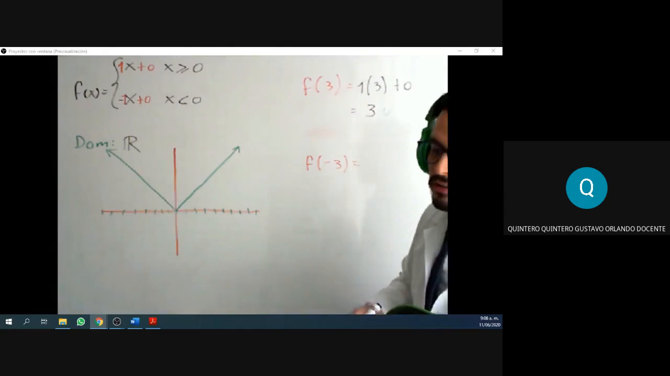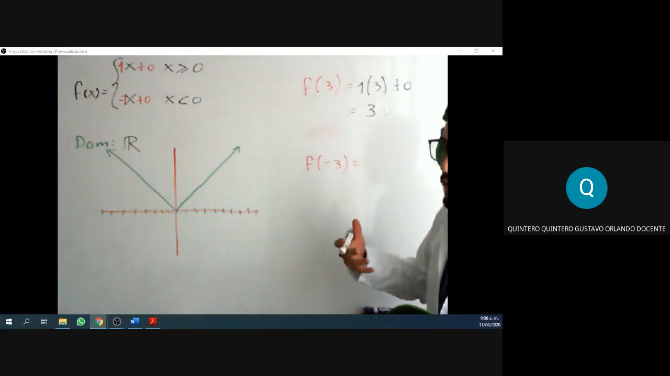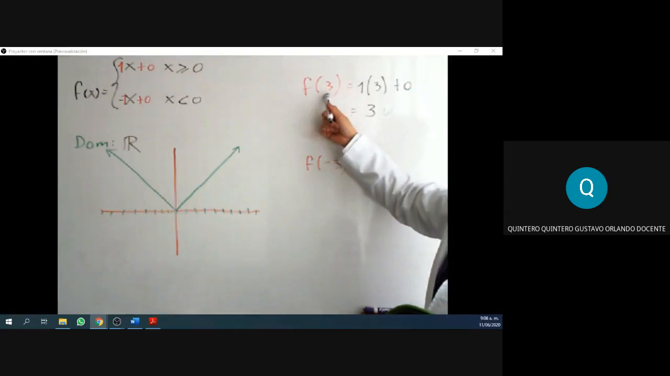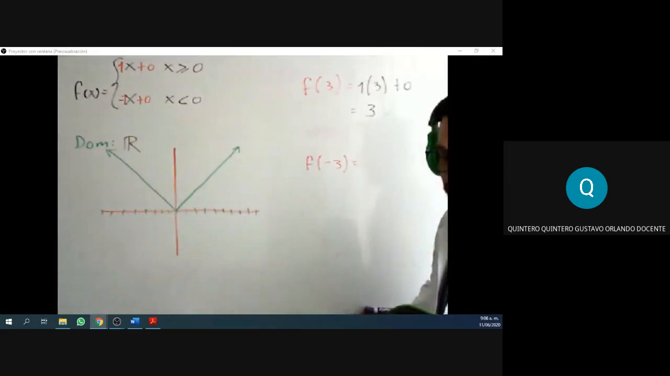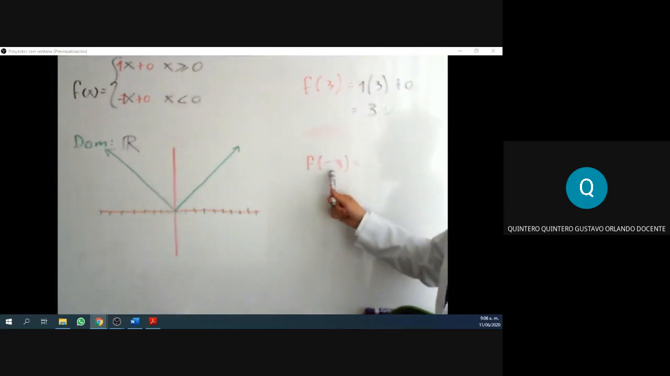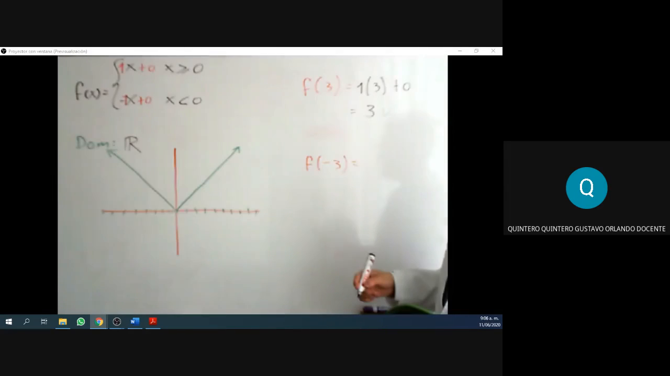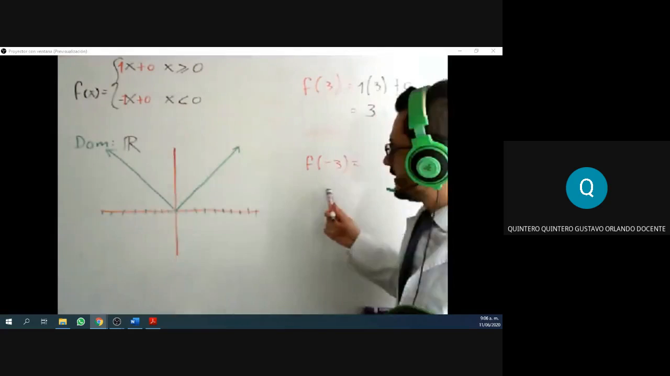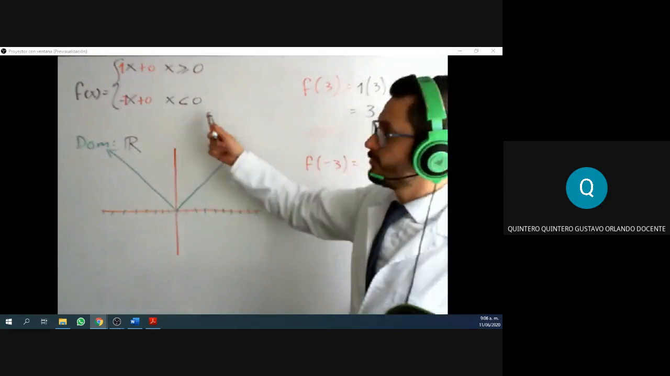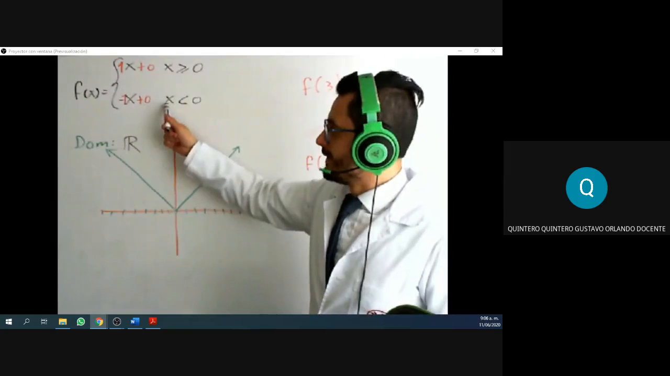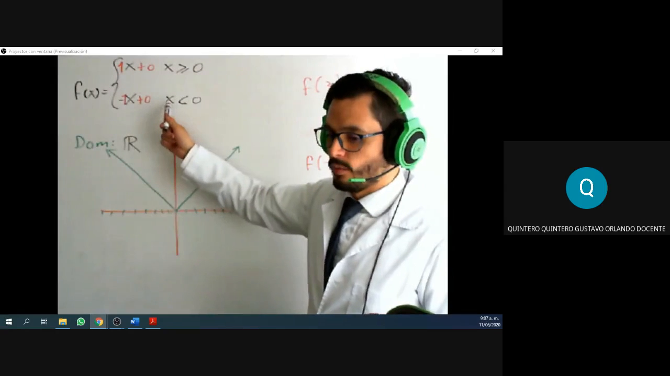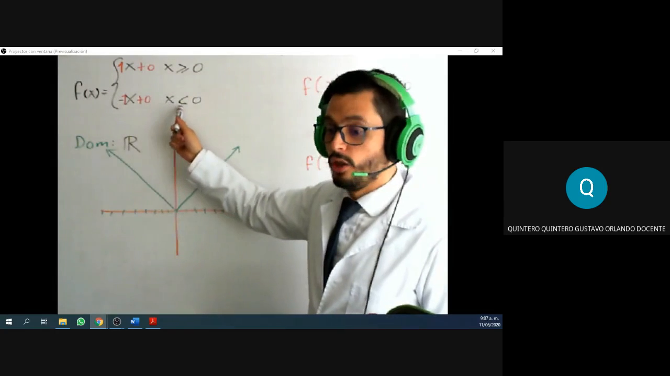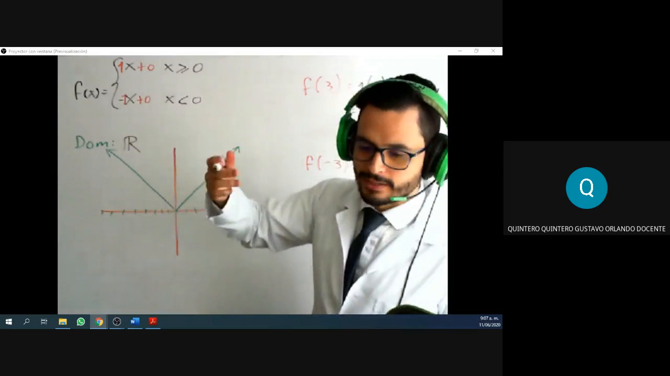The main difficulty here is knowing where to replace the value of x. Do we replace it in the first one or in the second one? That is the main difficulty. Let's go with the second one, negative 3. I have to replace it in the second option, simply because this is a negative value, negative 3, right? And this one says that we are going to include the values that are lower than 0, so negatives, right?